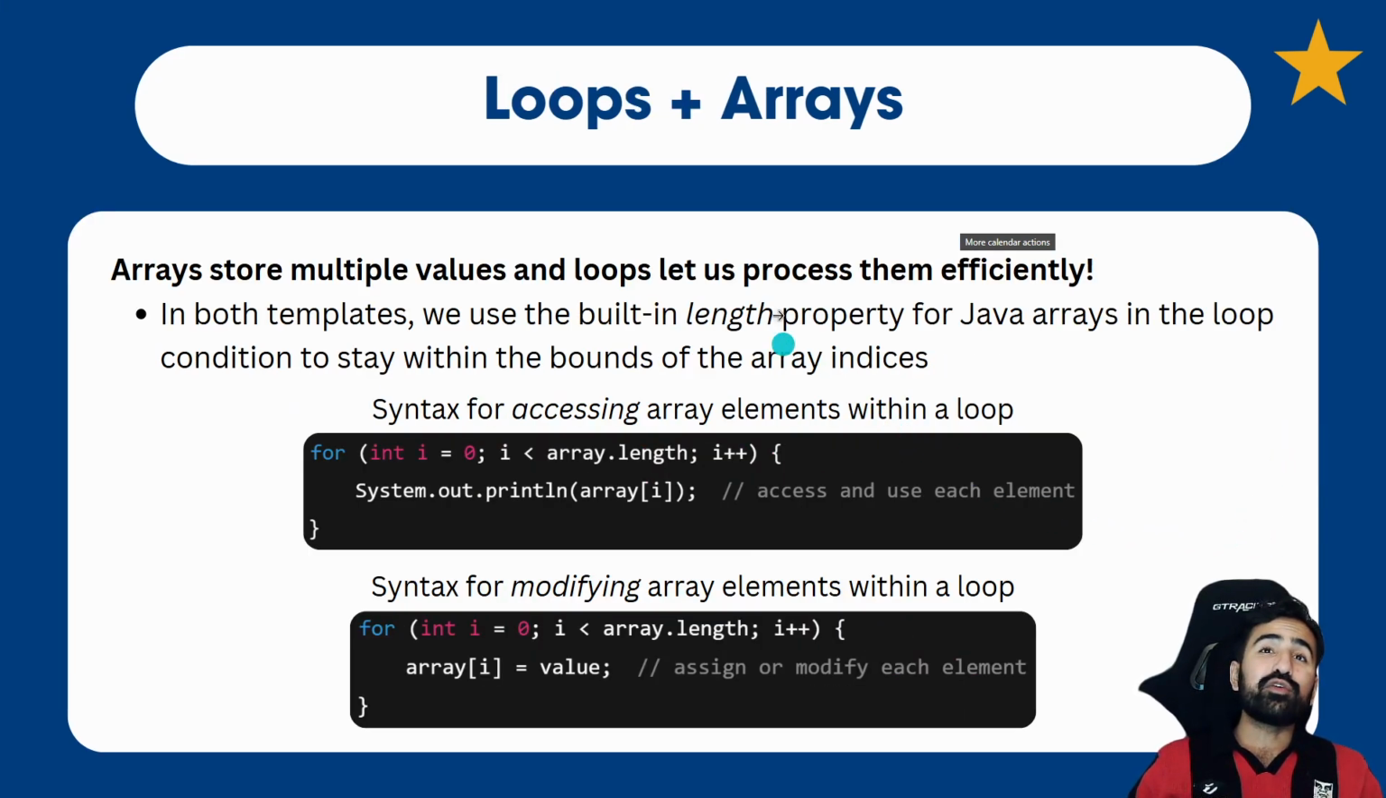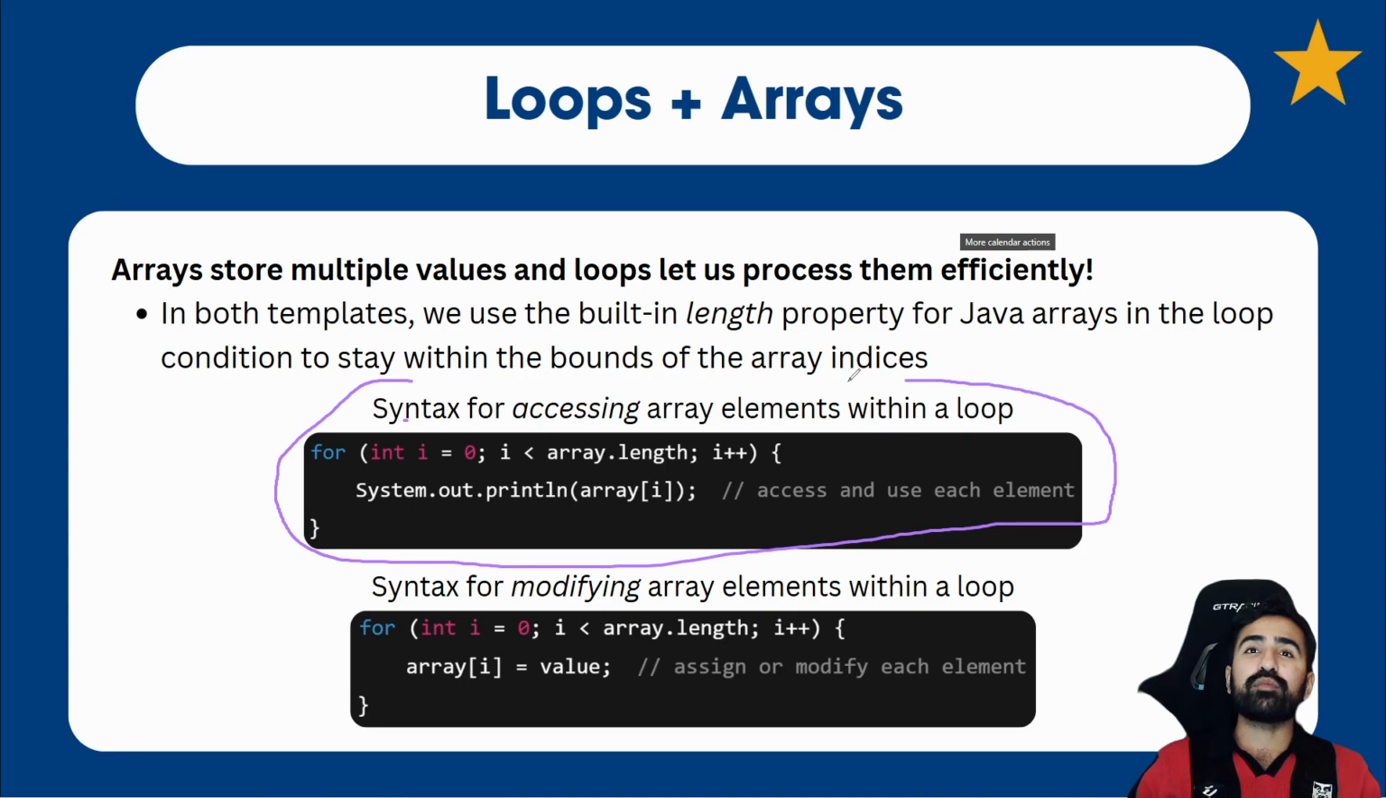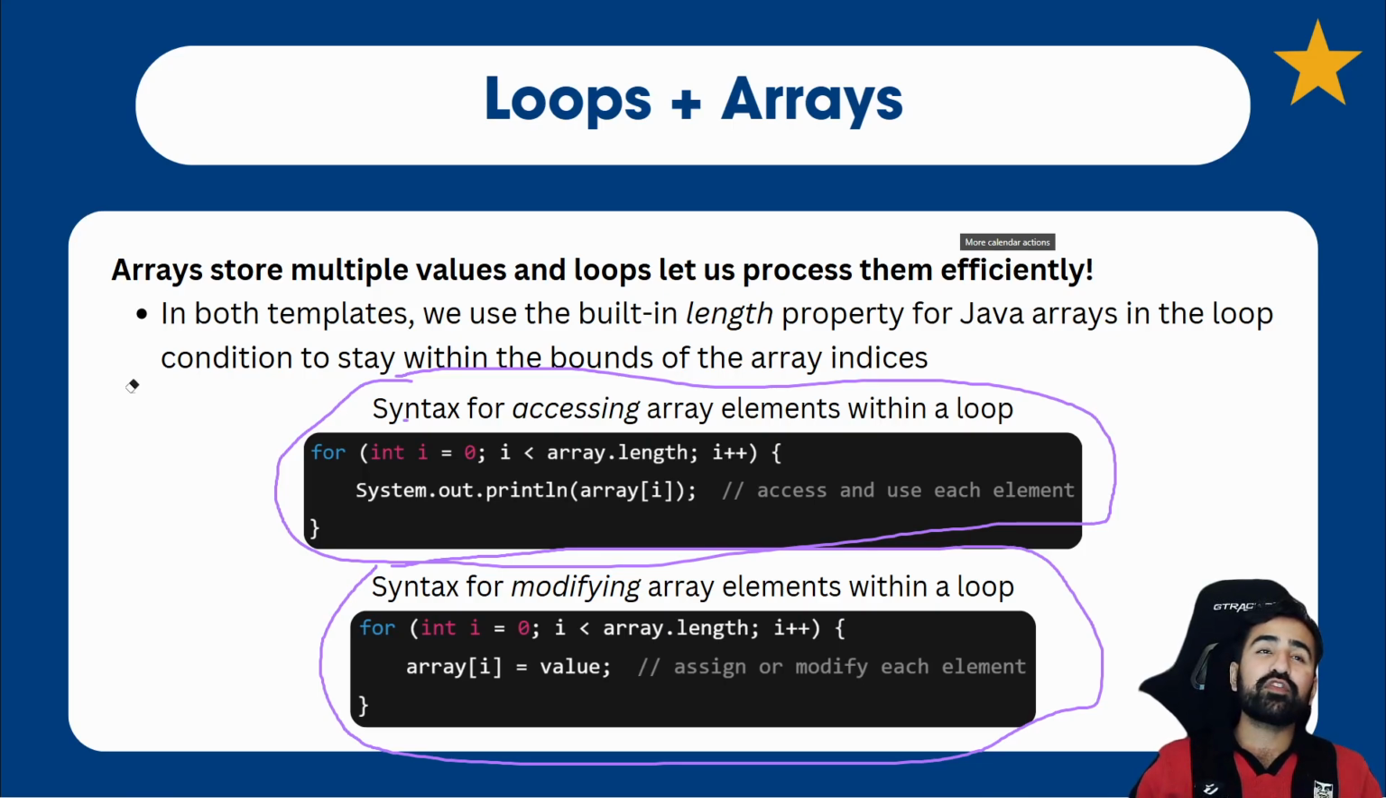Well, it turns out if you marry loops with arrays, you get a beautiful, beautiful union. In both templates, we use the built-in length property. These are the templates here. You can use loops for accessing array elements really concisely. I shouldn't say quickly, right? It's more about concise code, because really, the previous code executes in the same time as this code. But this code looks a lot nicer, and it's going to adhere to the do not repeat yourself principle.